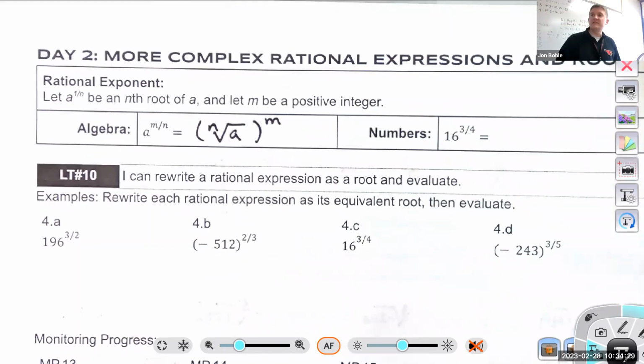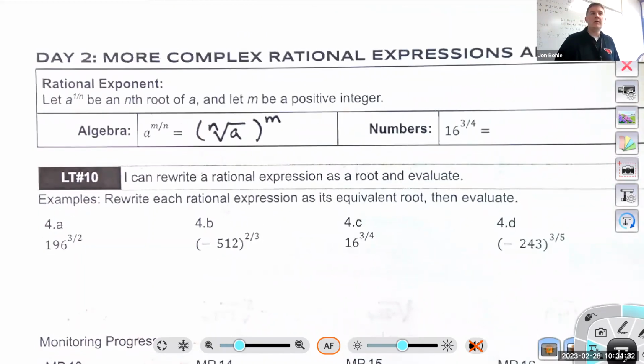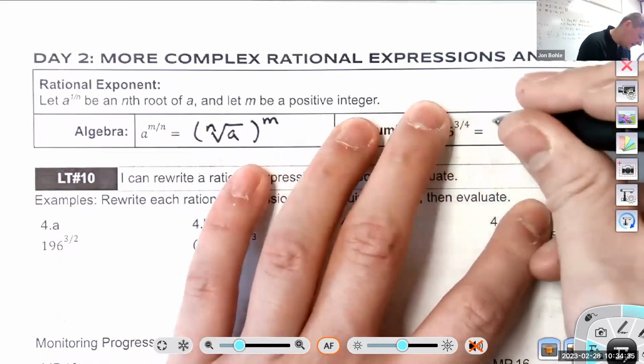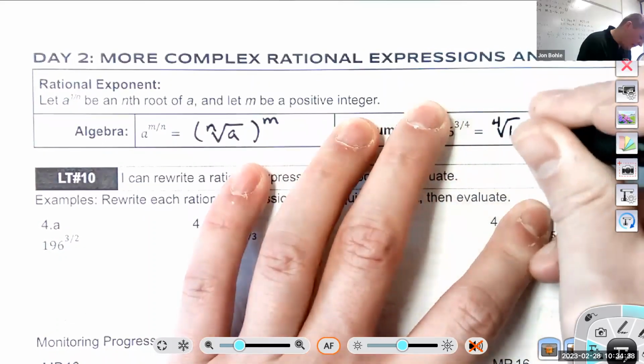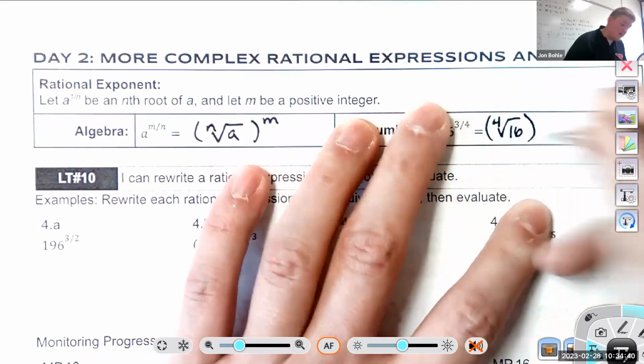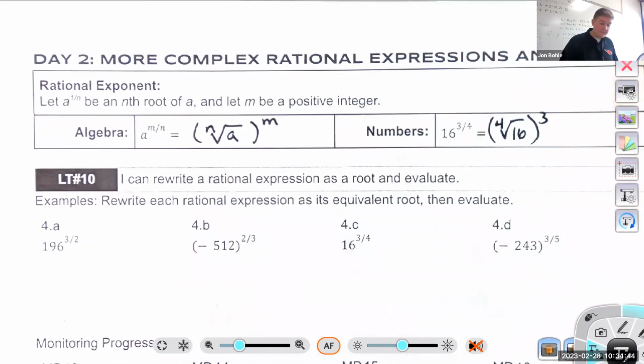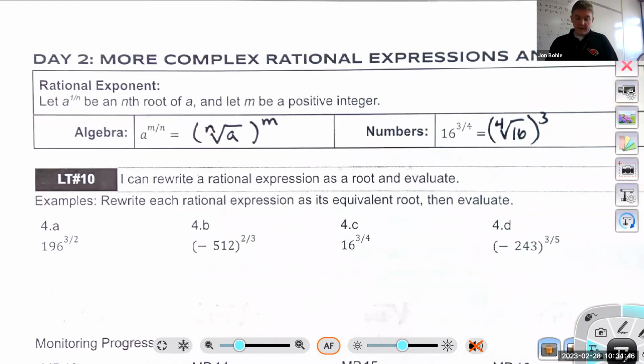Everything's the same. So if I have 16 to the 3/4 power, that's the what root of 16? 4. The 4th root of 16. And then once I find the 4th root of 16, I'm going to take that to what power? 3rd power. Okay. So our learning targets are going to be the same as last section. I guess technically slightly more complicated, but not a whole lot more.